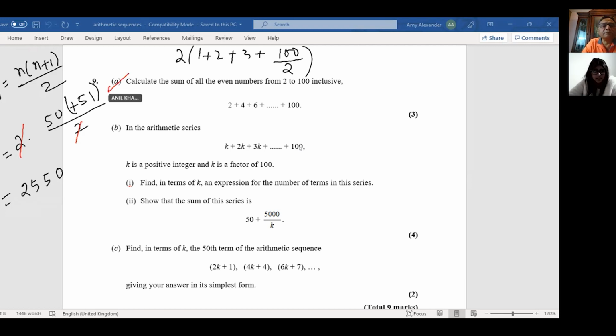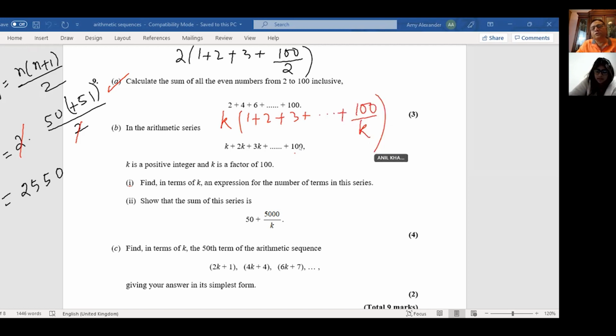Part B is in the arithmetic series, k is a positive integer and k is a factor of 100. Okay. So they will go evenly, no fractions. Correct. That's what they mean. Right? So again, let's take k common. So you get what? 1 plus 2 plus 3 plus 100 over k. Do you see that? So it is very similar to the previous one, except for now you don't know what 100 over k is, correct? But you can apply the same formula.